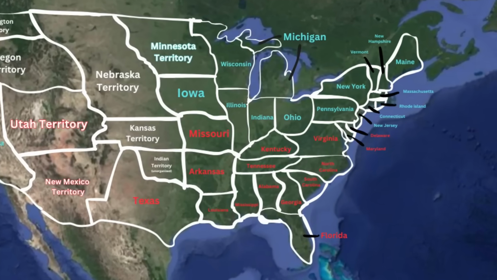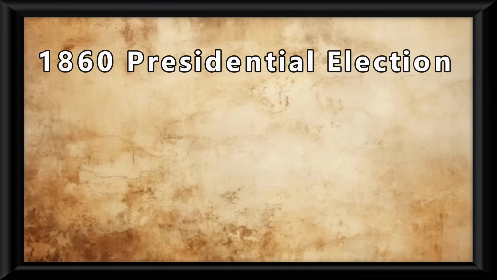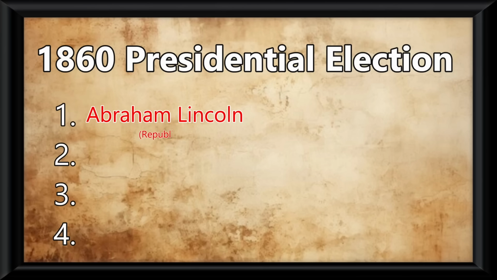The North and the South are done with compromises. Sectional tensions are at an all-time high, and now there's a presidential election that's about to decide the fate of the entire nation. America was so divided at this point that 4 different candidates ran for president. First, we have Abraham Lincoln for the Republican Party. He was against slavery spreading westward, but not planning to abolish it in the South.